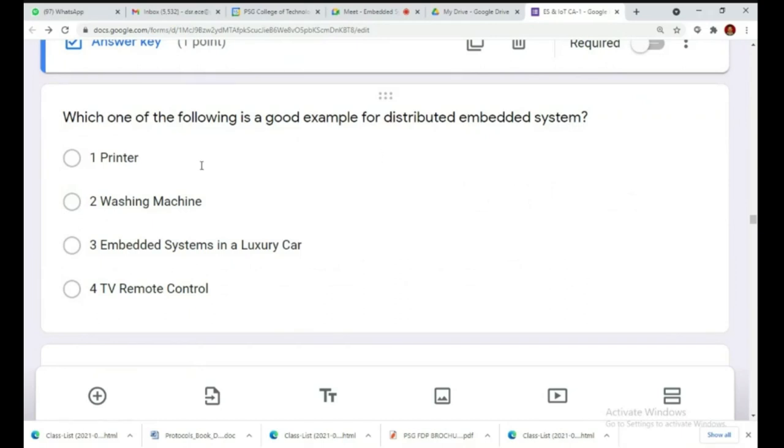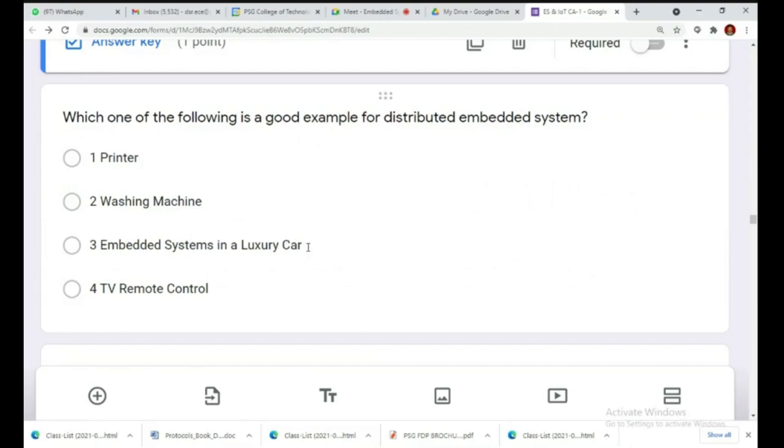So a printer is an embedded system. Clear, right? A washing machine is an embedded system. A TV remote control is an embedded system. But the embedded system in a luxury car is a good example for a distributed embedded system. Why? Because the power window is an embedded system. So there are four embedded systems in four doors, which are distributed. Hence, we can say the embedded system in a car is a distributed embedded system.